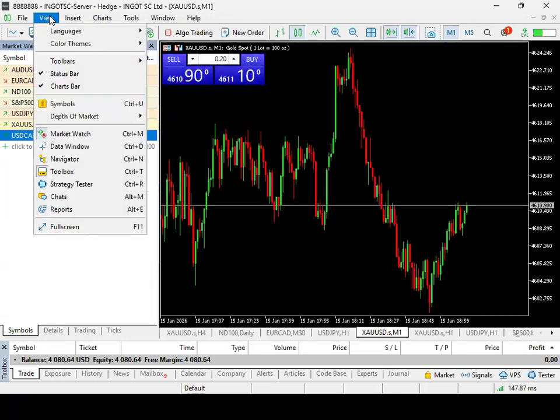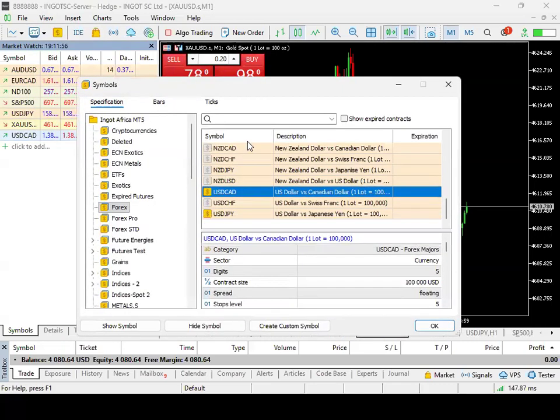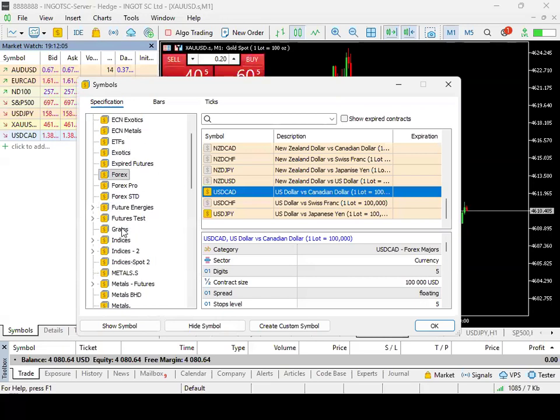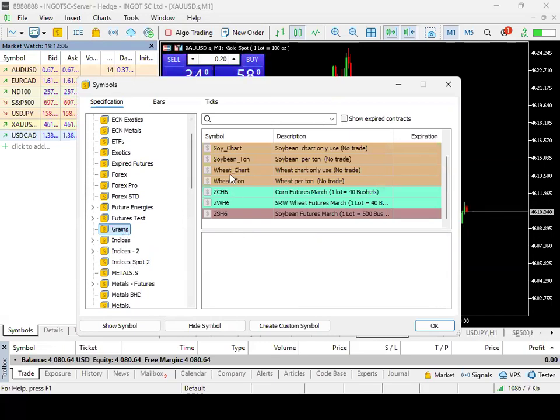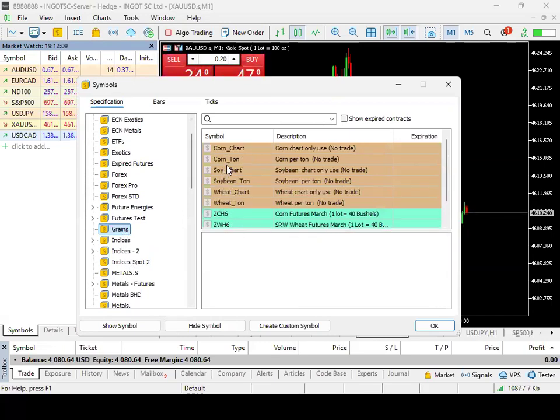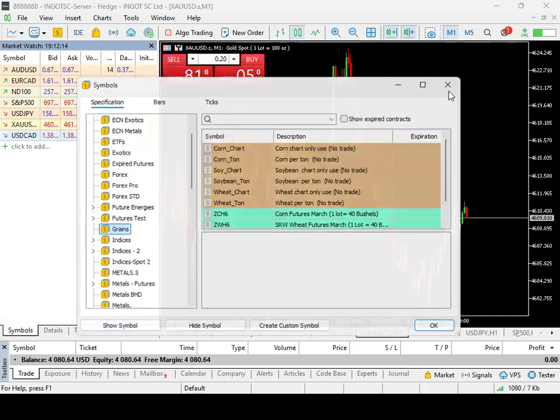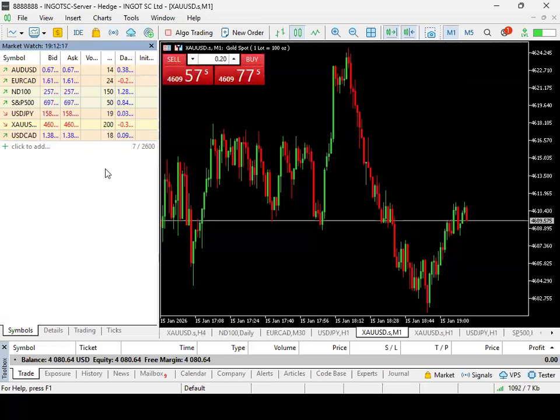The original way is you go to view, symbol. Over here, you get this. Then you choose from here. What do you want to be added? If you want even grains, we have them over here. You see, we have soya, wheat, coffee, corn, whatever you want to be added, just click there, then show symbol, okay, and it goes in.